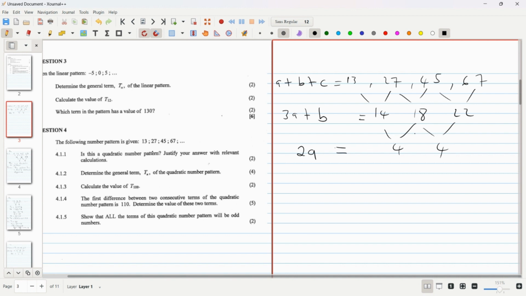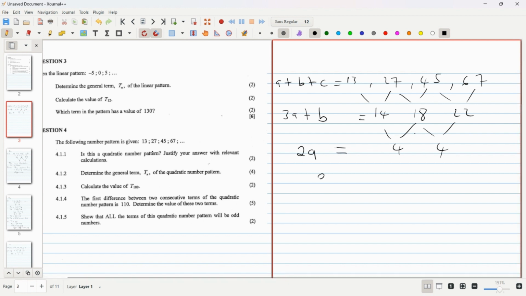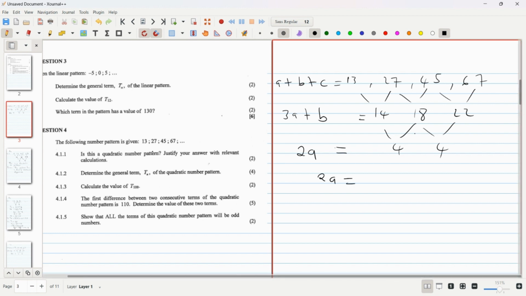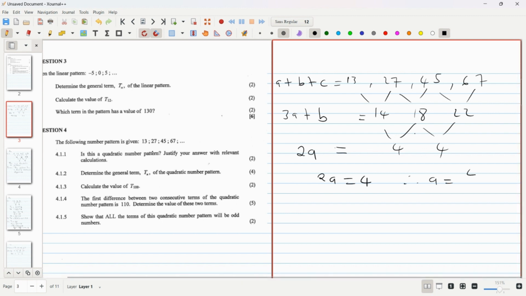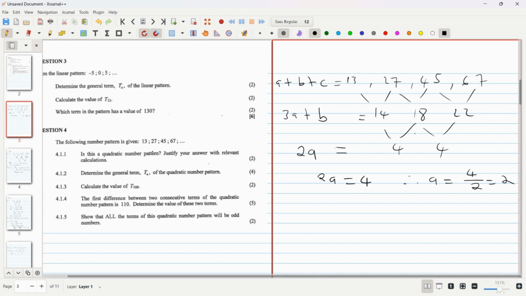So we can now solve by equating 2a with 4. When we equate 2a with 4, we can determine the value of a, right? So therefore our a will equal 4 divided by 2, which is 2. You can see it, if 2a equals 4, it means that a will equal 4 divided by 2, which is 2, okay?